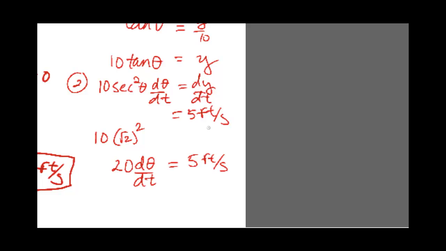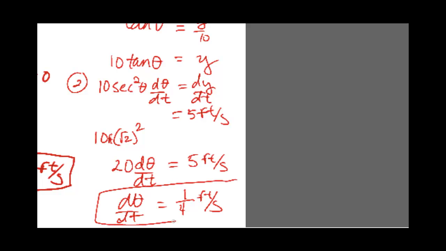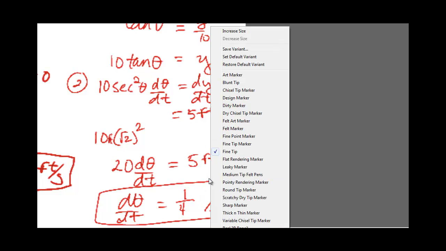What are the units on the side? Let's see. The 10 is in feet. Okay, so bring that over there, and d theta/dt is 1 over 4. Alright, so it all depends on what information you're given and what you want. This is degrees, right? Or radians, actually.